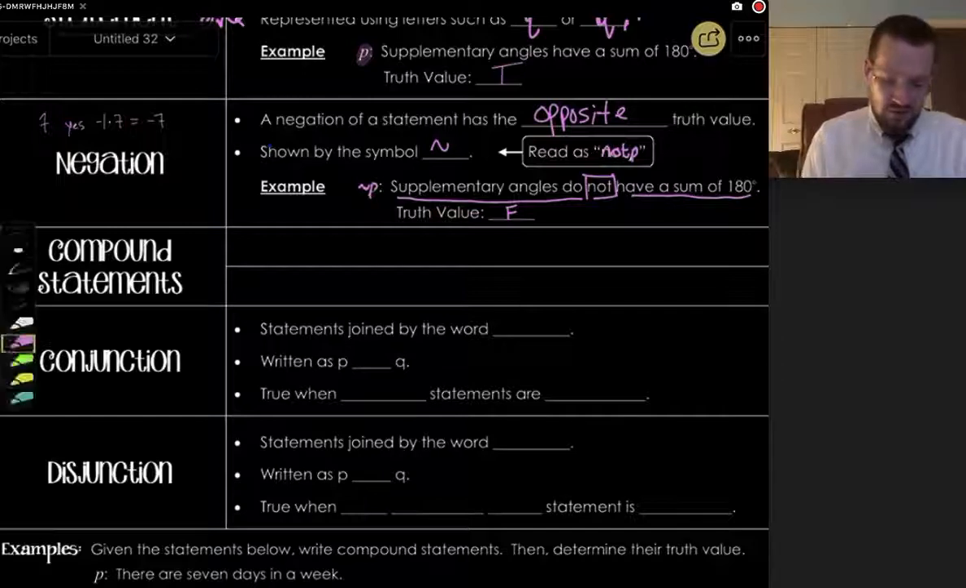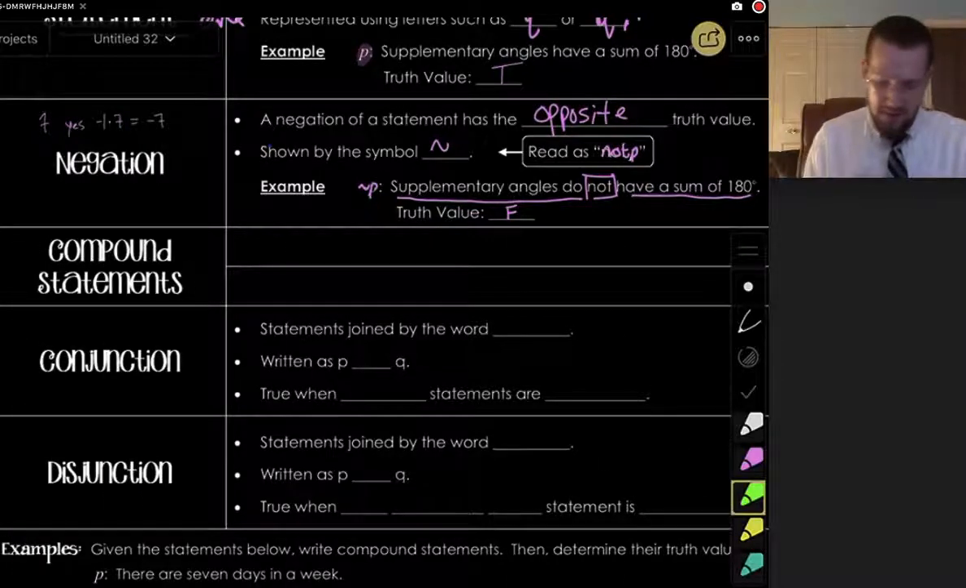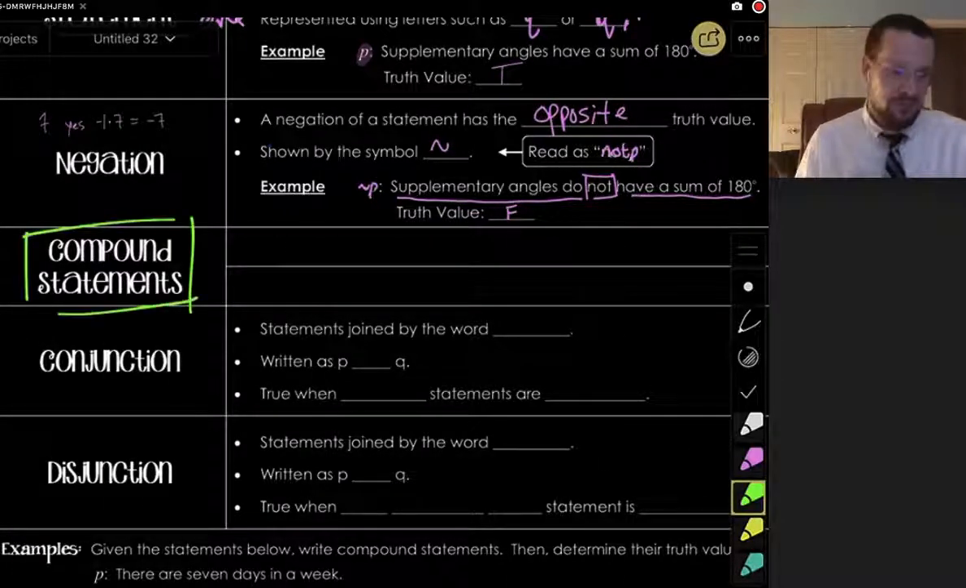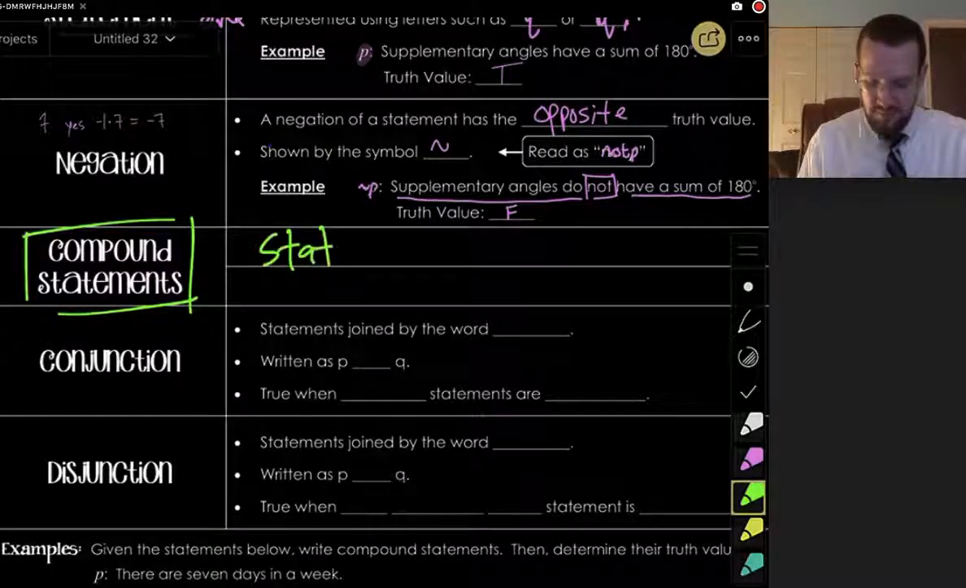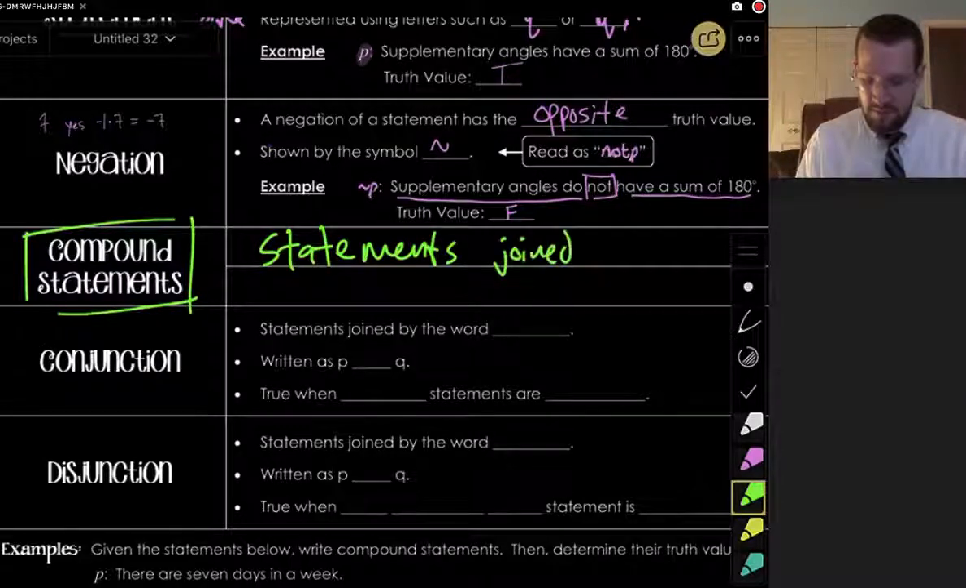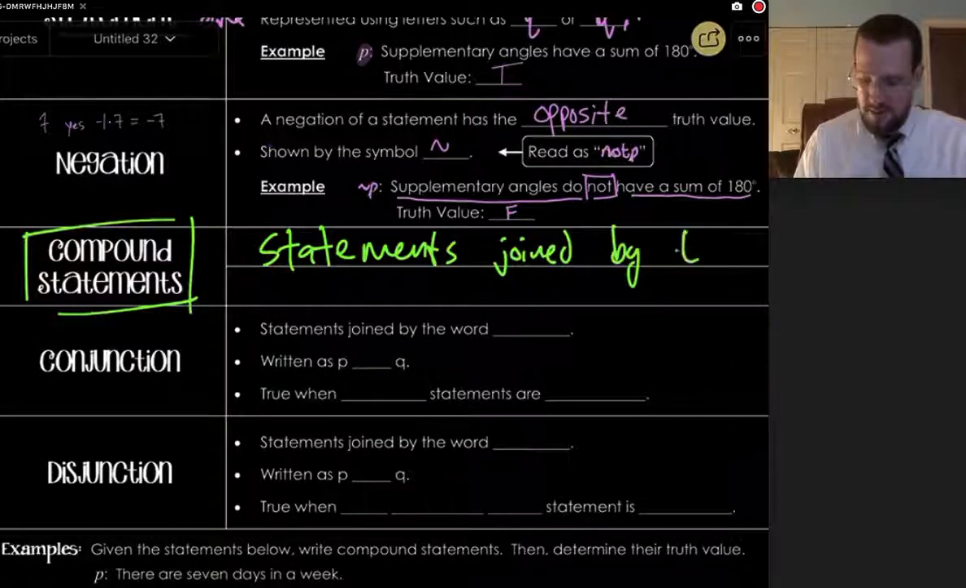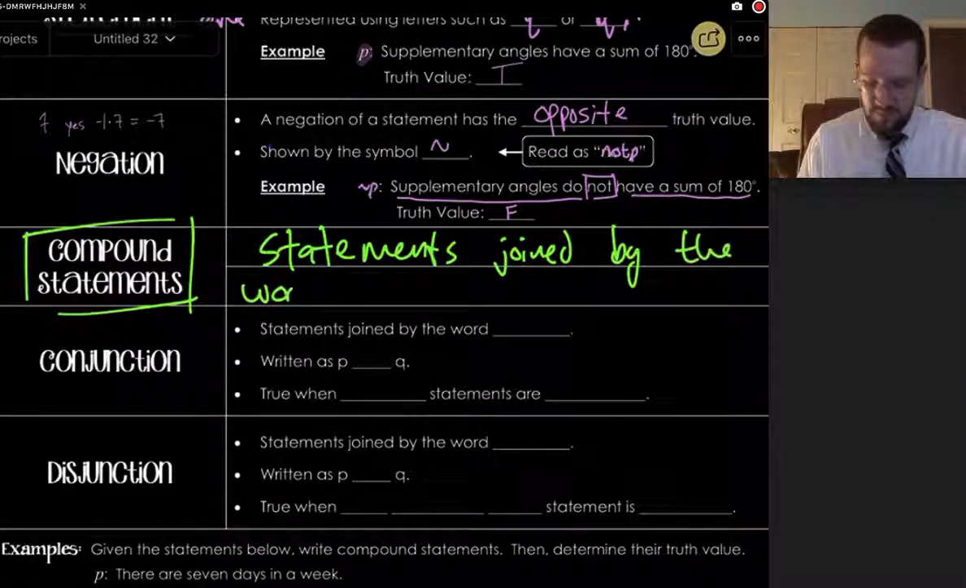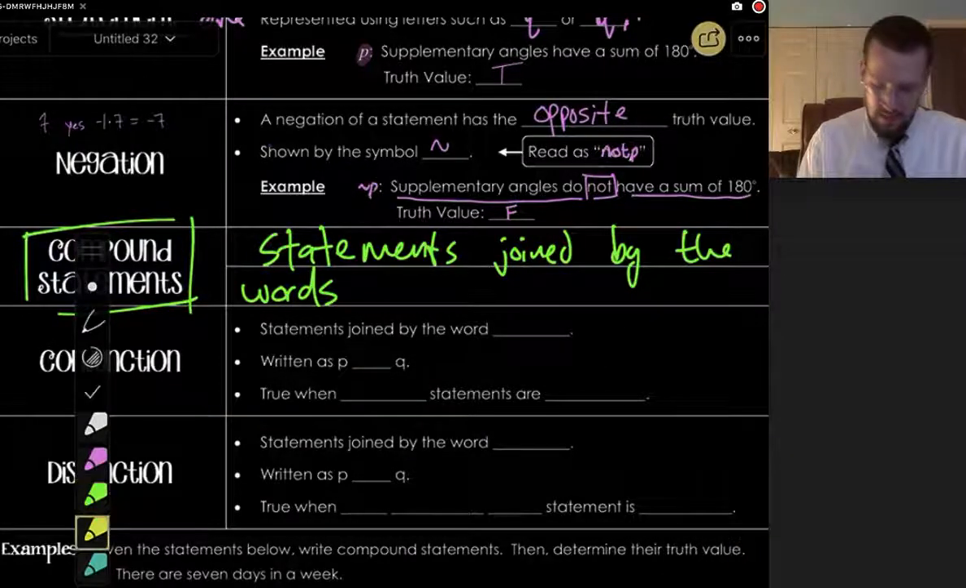And just like compound sentences, we can have compound statements. These are statements joined, so more than one, joined by the words "and," "or."